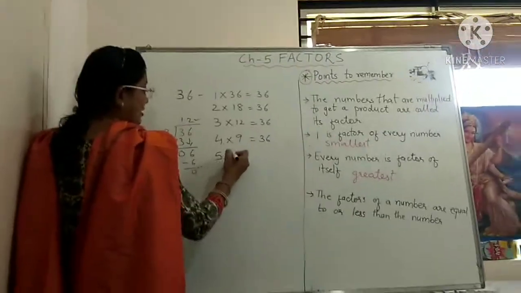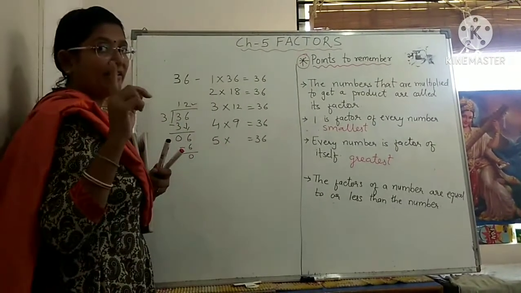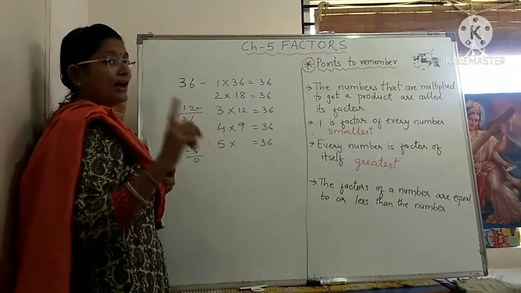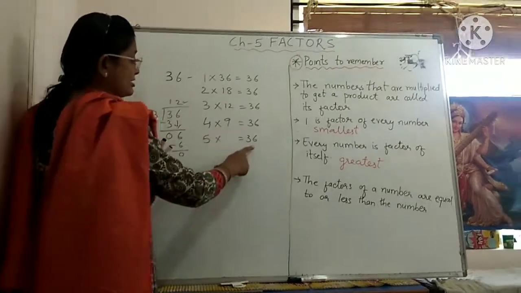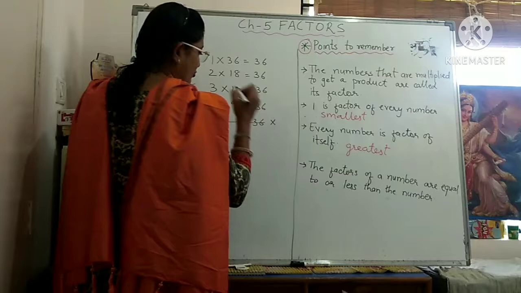Then 5's table. 5 how many is 36? 5 7s are 35. 5 8s are 40. Right? 36 never comes in this. So this will not come. You don't have to write this step.